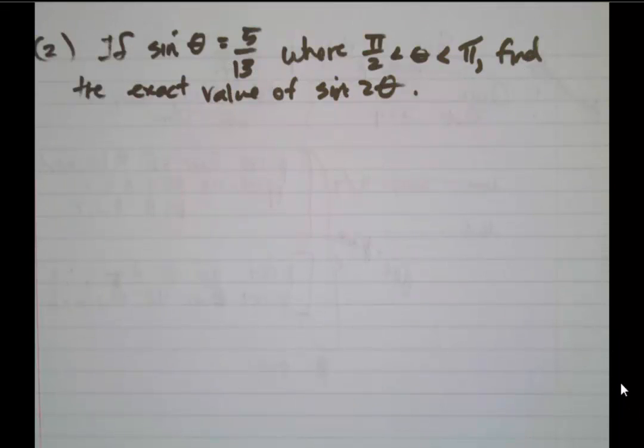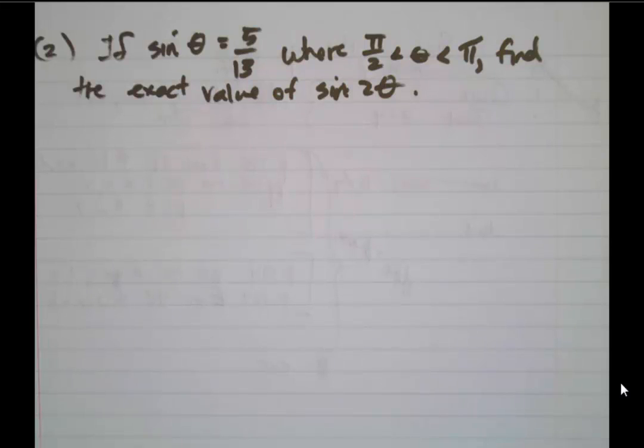Let's look at the second example problem. If sine theta is equal to 5/13 and theta is in between pi over 2 radians and pi radians, find the exact value of sine 2 theta. So we're going to use the double angle formula, and we know that sine of 2 theta equals 2 sine theta times cosine theta. So we need to find cosine theta.